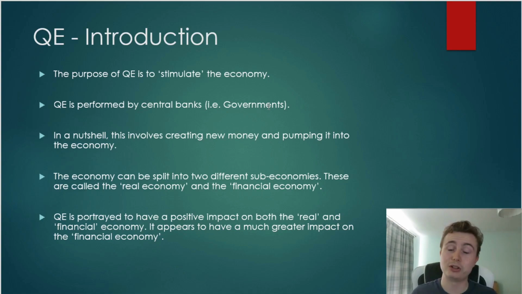The next point then: QE is performed by central banks, i.e. governments. So who really controls the central bank? Who controls the Federal Reserve? Who controls the Bank of England? And really, it is just the government. It's a public organisation. It doesn't have private shareholders. Now, there are some central banks in the world that are controlled by private shareholders, but certainly from my research, the UK and the US central banks are controlled by the government.